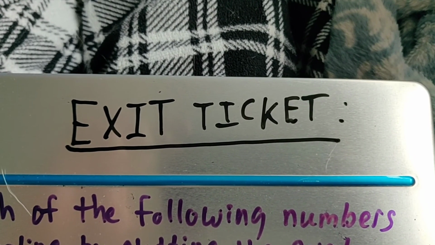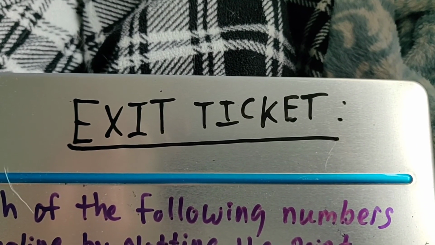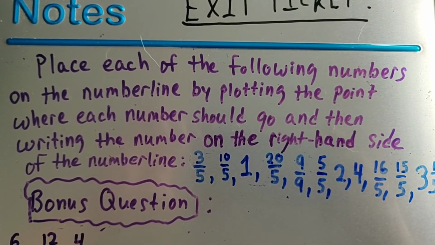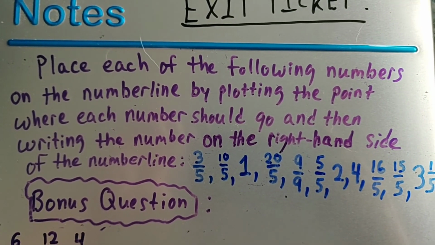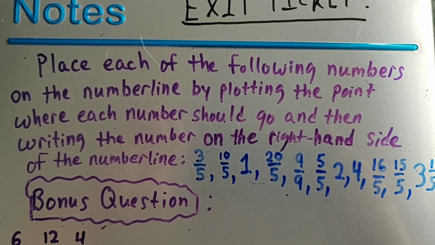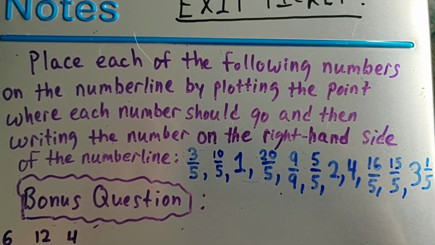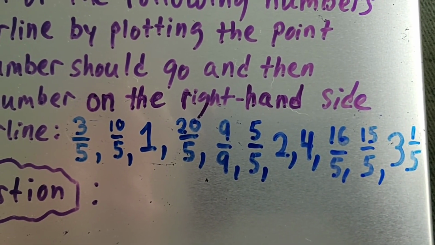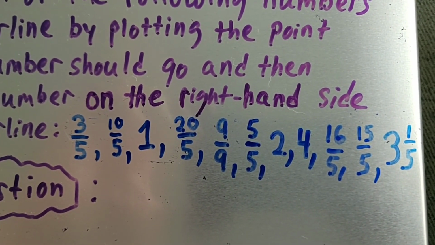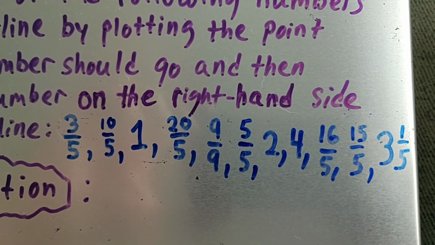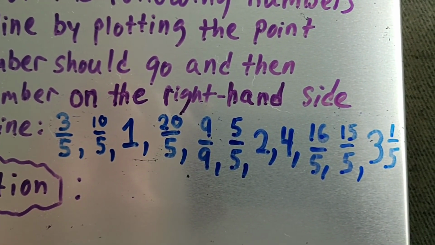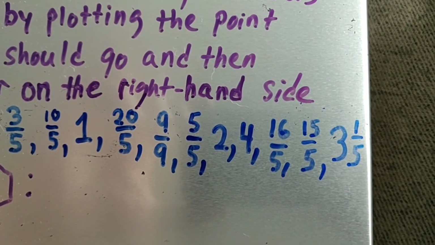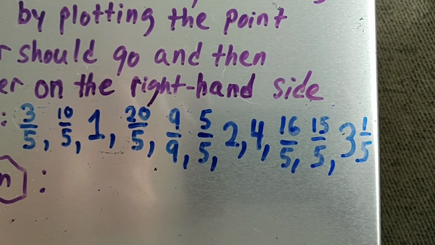So here we are at your exit ticket. The instructions are the same. Place each of the following numbers on the number line by plotting the point where the number should go and then writing the number on the right side of the number line. The numbers that you're given here are 3/5, 10/5, 1 whole, 20/5, 9/9, 5/5, 2 wholes, 4 wholes, 16/5, 15/5, and 3 1/5.